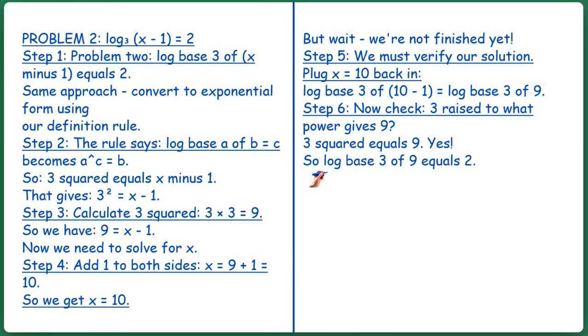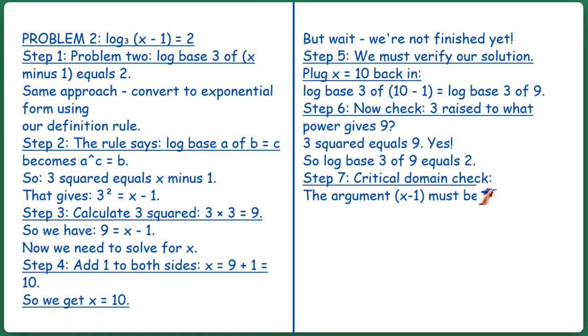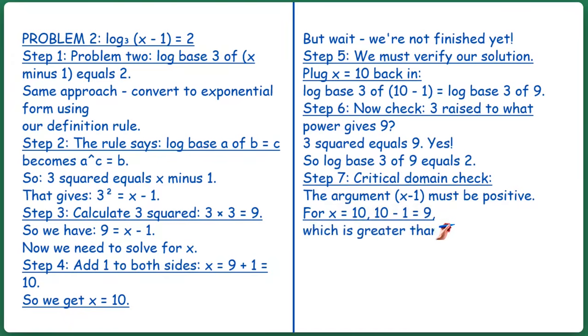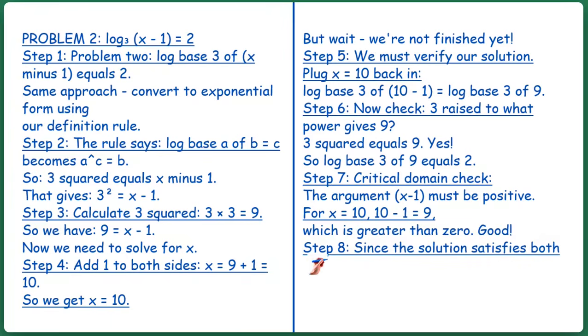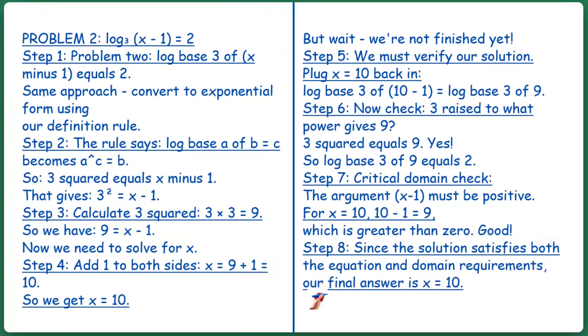Step 7. Critical domain check. The argument x minus 1 must be positive. For x equals 10, 10 minus 1 equals 9, which is greater than 0. Good. Since the solution satisfies both the equation and domain requirements, our final answer is x equals 10.